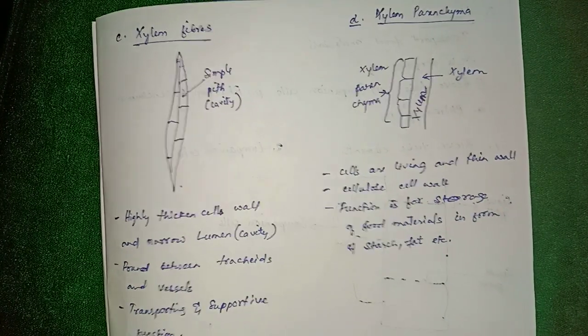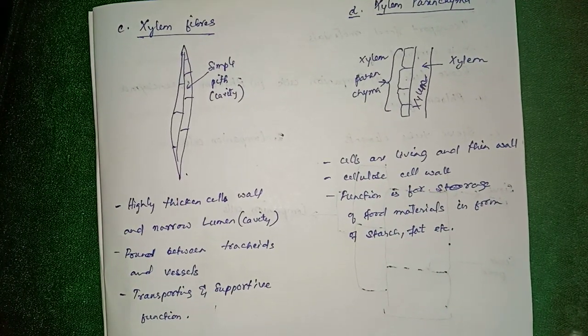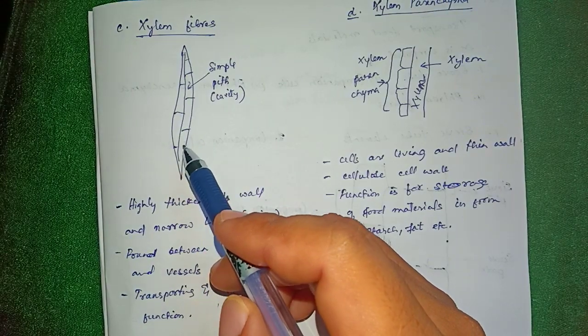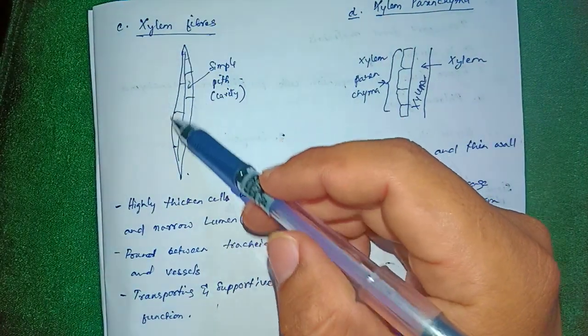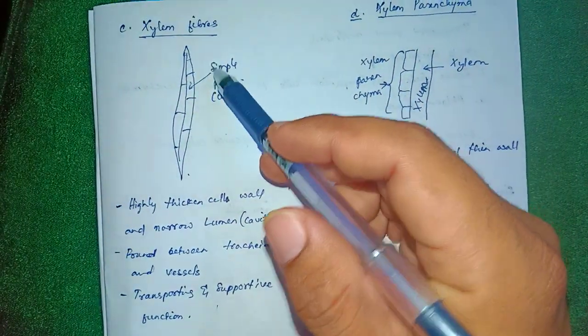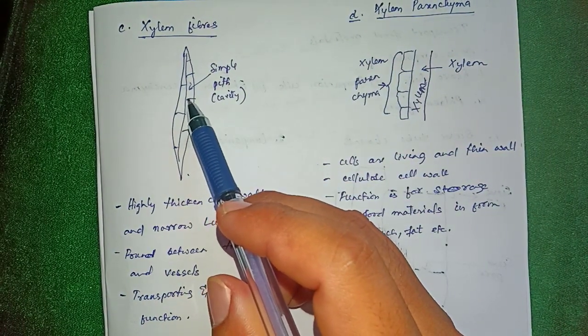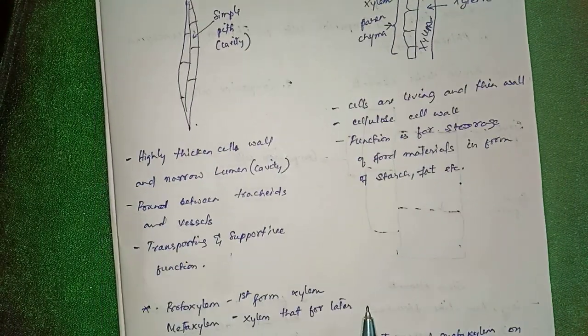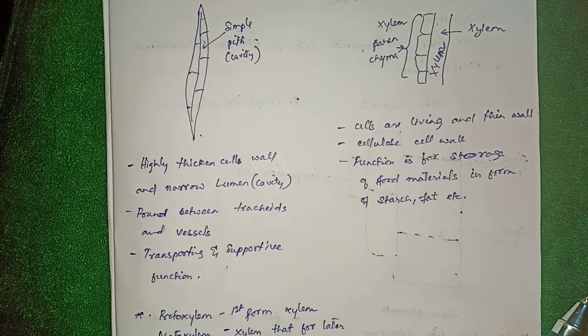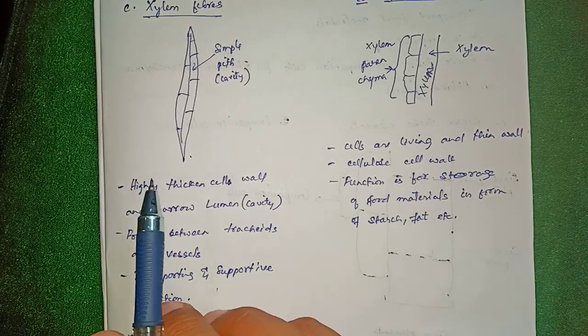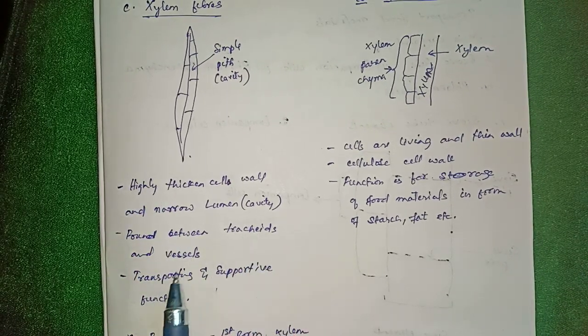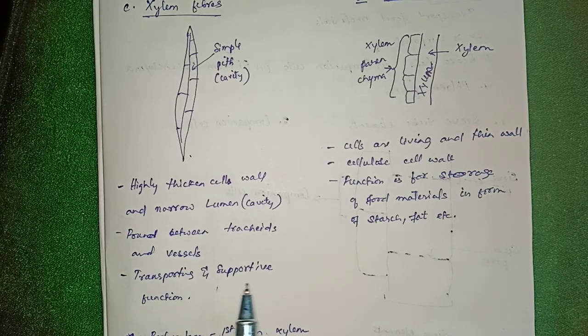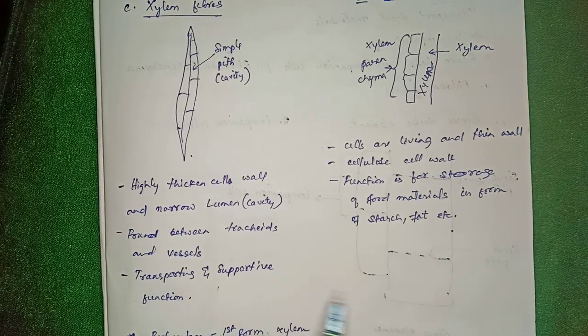The next one is the xylem fibers. This is the structure of xylem fibers. Xylem fibers are dead cells. They have thick and lignified walls and a small pit or small cavity. These xylem fibers are found in between tracheids and vessels, and the main function is for transporting and providing support.